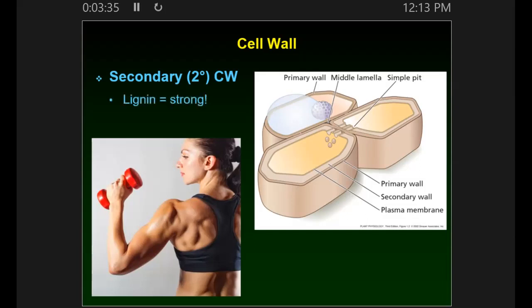Okay, so that lignin makes it really strong, and it's very complicated. My goodness, I did a 2-hour meeting this morning, where I didn't do any talking.